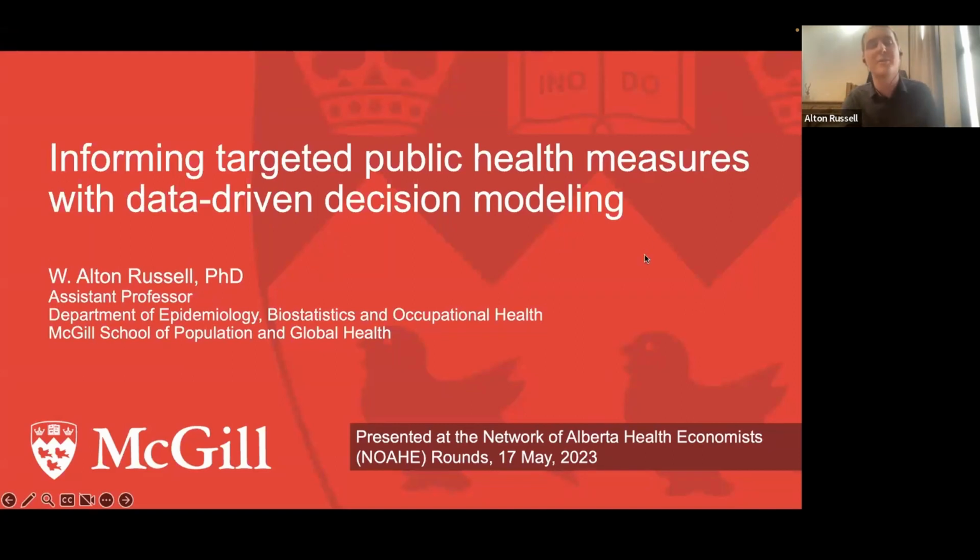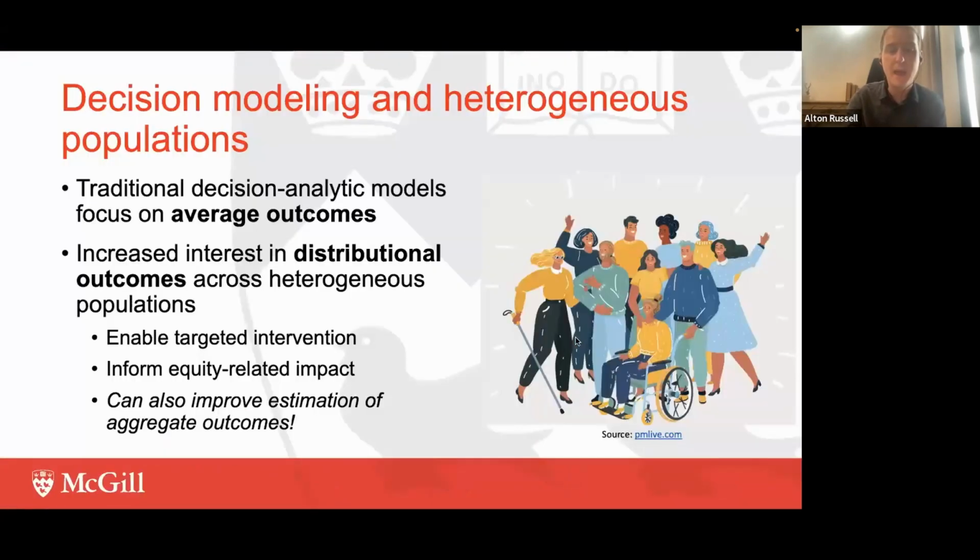As Nicole said, I'll be talking about informing targeted public health measures with data-driven decision modeling. And a big research area that I've started to get into and want to get into more is trying to reflect heterogeneity in decision modeling. So in traditional decision-analytic modeling, the models used for economic evaluations often focus on the aggregate or the average outcome for a population. But increasingly, people are realizing that it's important that we understand the distributional outcomes across a heterogeneous population.